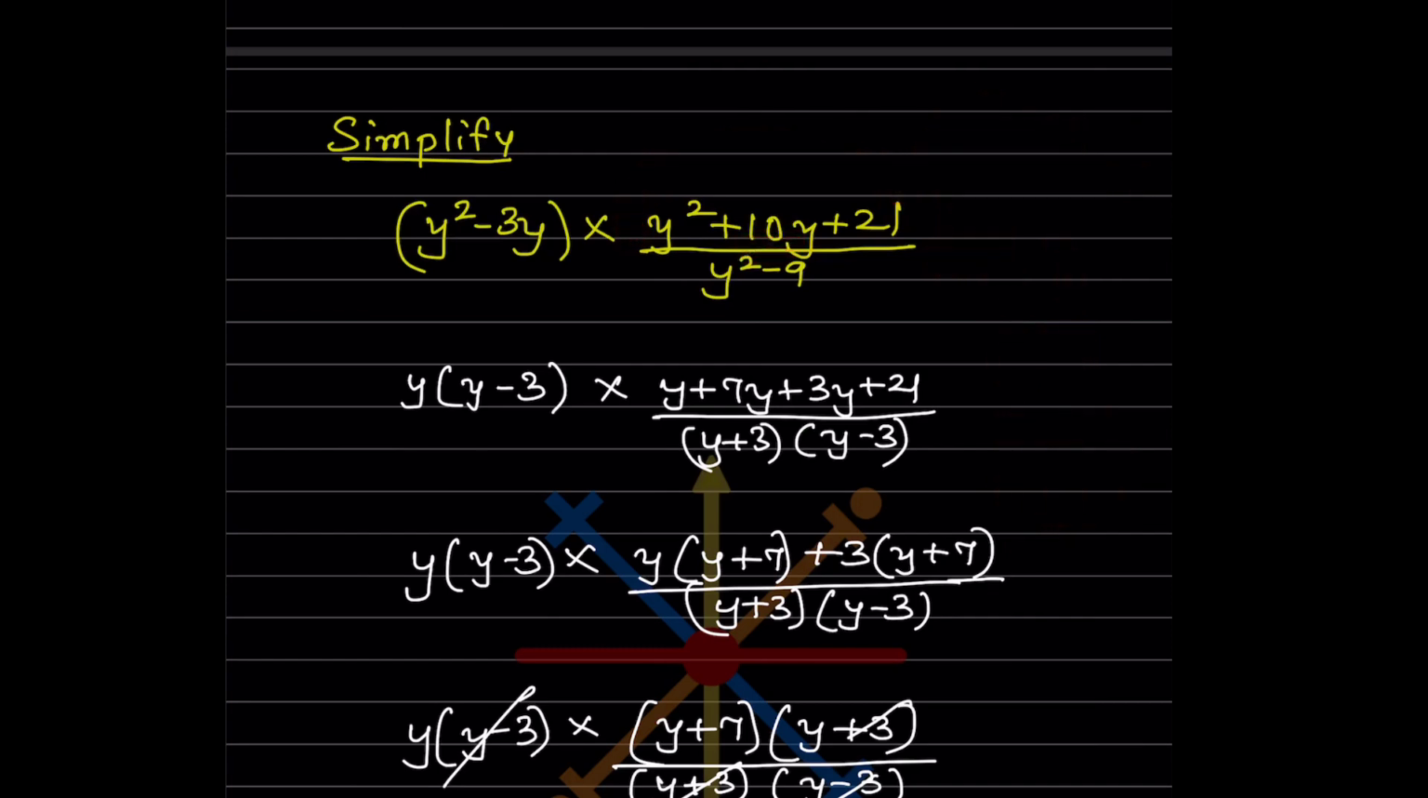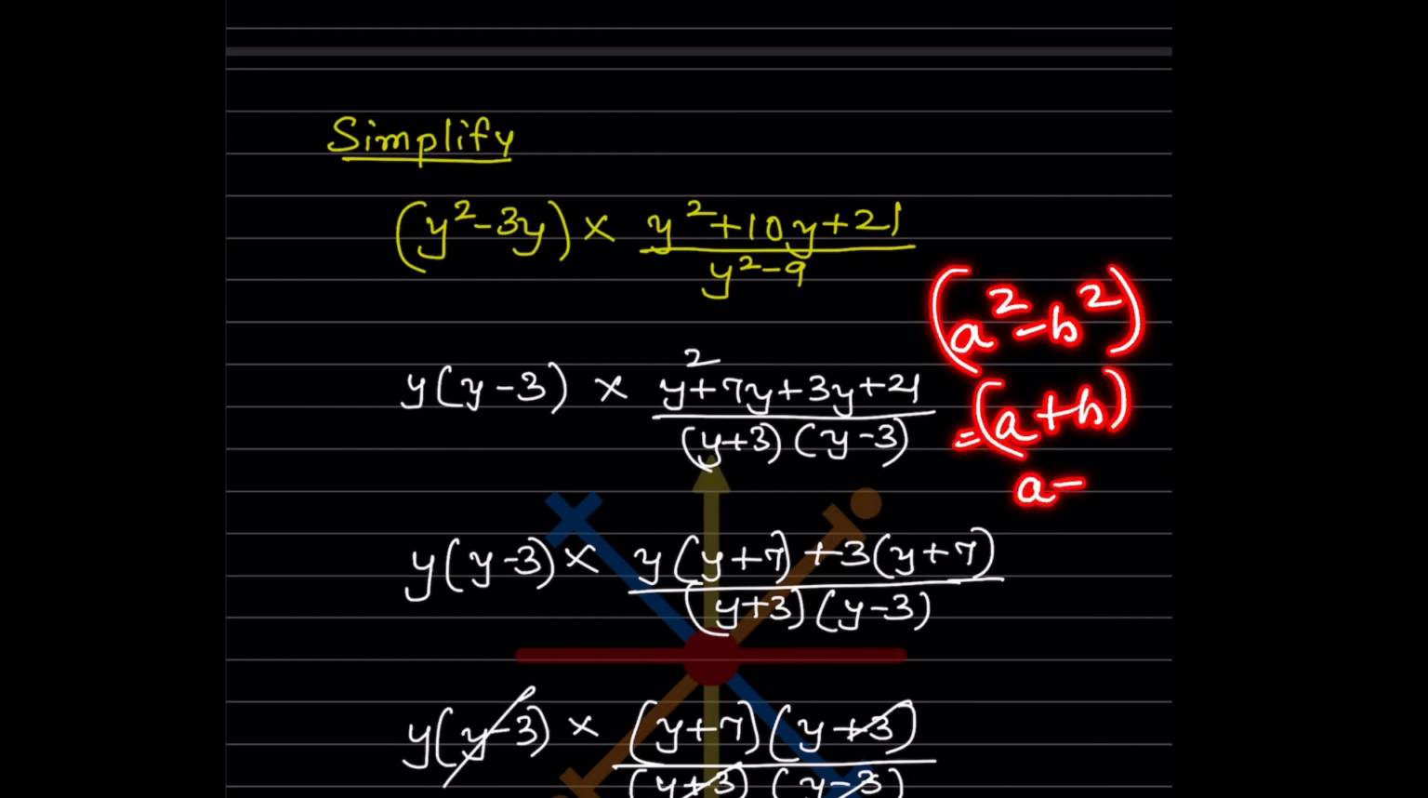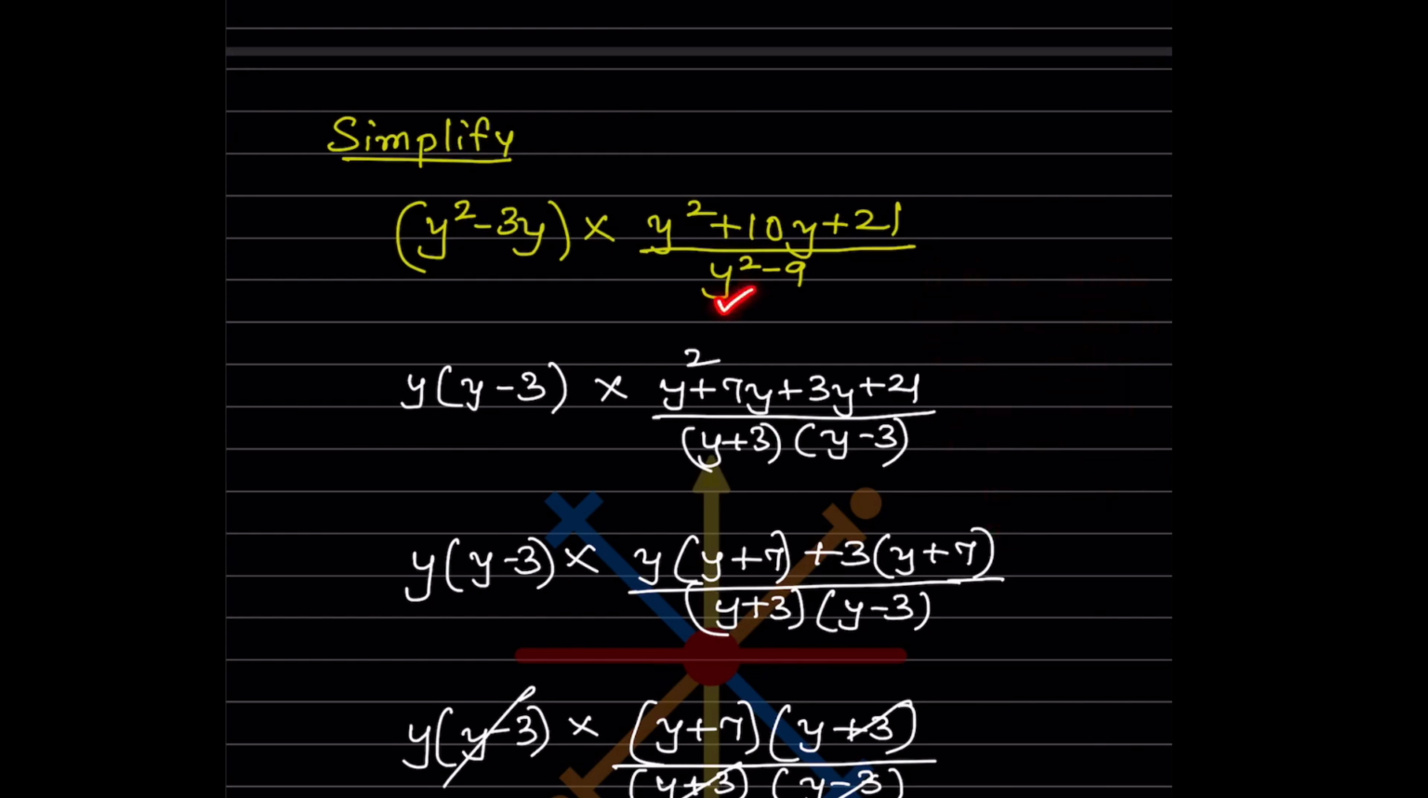So for this one, we can write y square as it is. And for this 10y, you can write plus 7y plus 3y, and this is 21. And for this one, y square minus 9, this also is a perfect square, that is in the form of a square minus b square. The formula is a plus b and a minus b. So when you square it, you get y plus 3 and y minus 3 for this part. Hope this is clear.